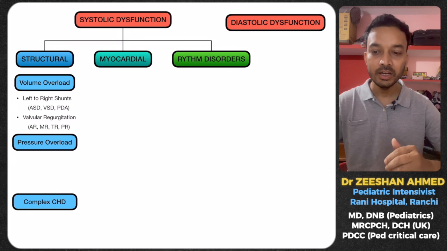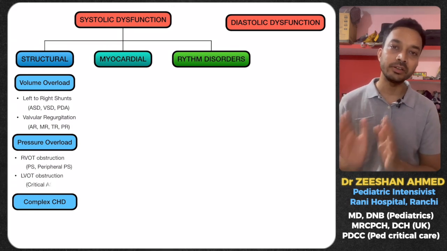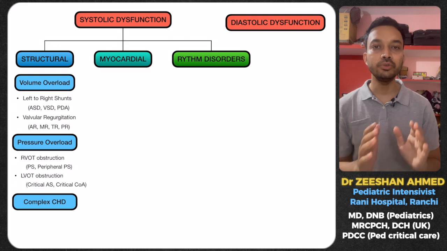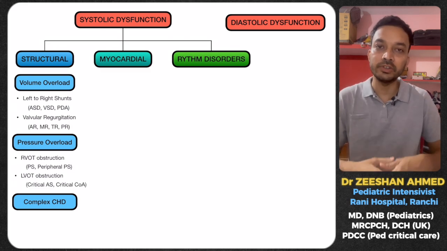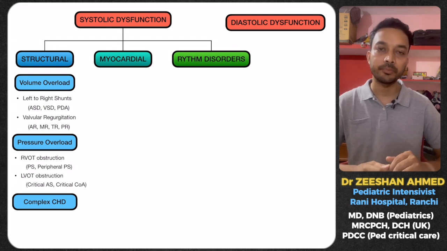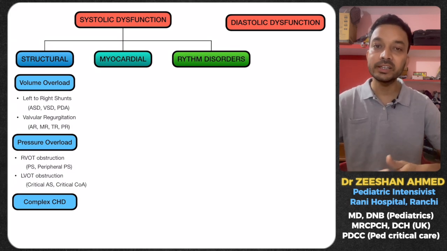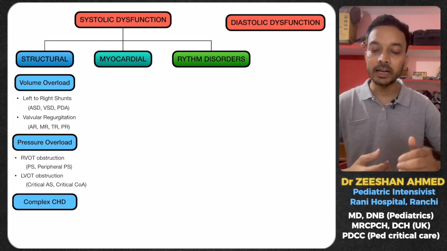The next important aspect of structural heart disease is pressure overload. It can be due to either right ventricular outflow tract obstruction or left ventricular outflow tract obstruction, which will lead to pressure overload on the heart. RVOT obstruction can be due to pulmonary stenosis or peripheral pulmonary stenosis. And left ventricular outflow tract obstruction can be due to critical aortic stenosis, or furthermore, going down the aorta, it can be due to critical coarctation of aorta.